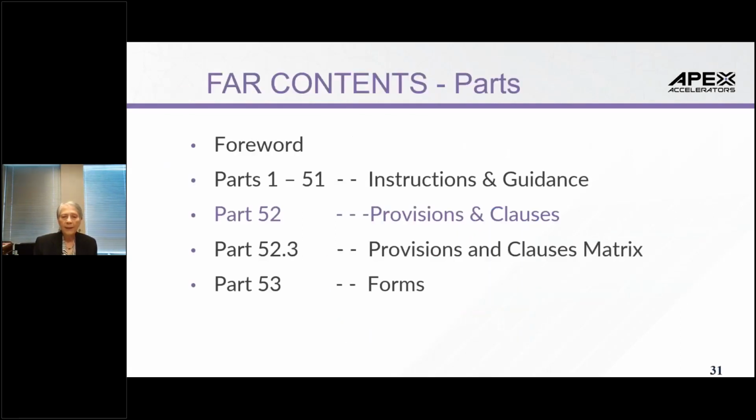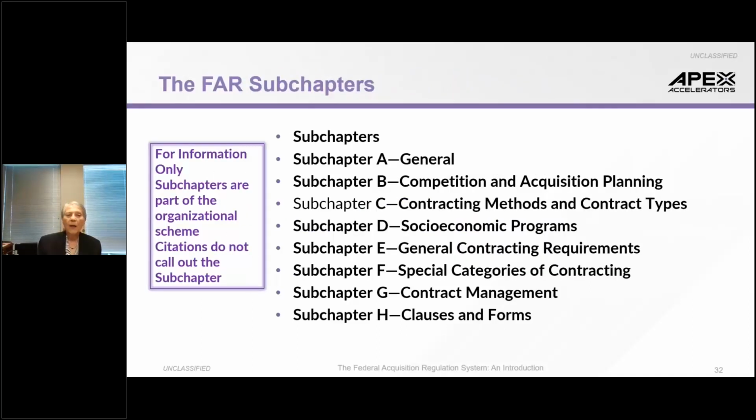So the FAR contents again include the instructions and guidance, provisions and clauses, the matrix and the forms, and then the appendices. I've given you the subchapters here, but really they're only for information. The subchapters are part of the organizational scheme, so you can see how it's laid out, and it is very logical. But the citations you will see do not call out the subchapter. So, for example, subchapter A is just general information. So that includes FAR parts 1 through 5. And then competition and acquisition planning starts with part 6.